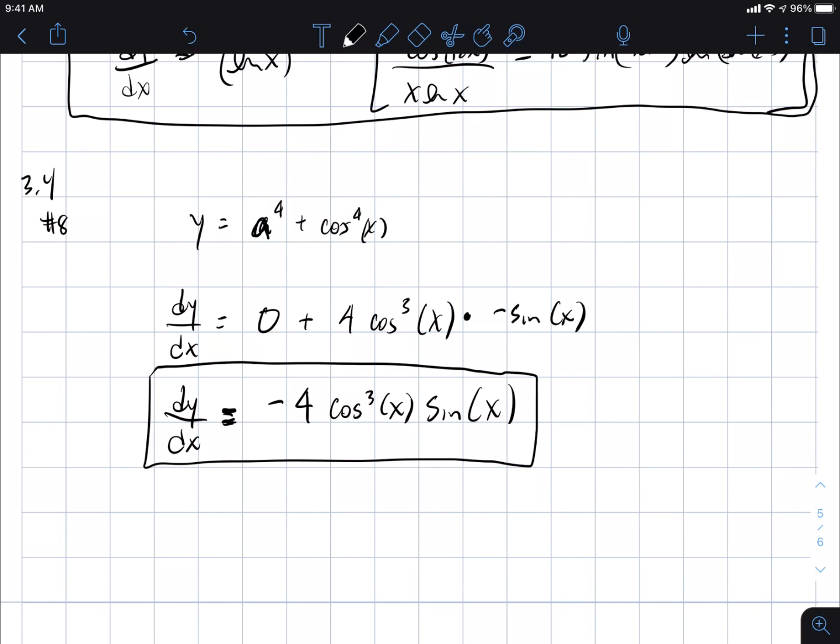Oh, I see. So if that would have been 5 to the 4th, what's the derivative of 5 to the 4th? It's 0. Oh, okay, I get it. Awesome. Okay, thank you. Yeah, no problem.